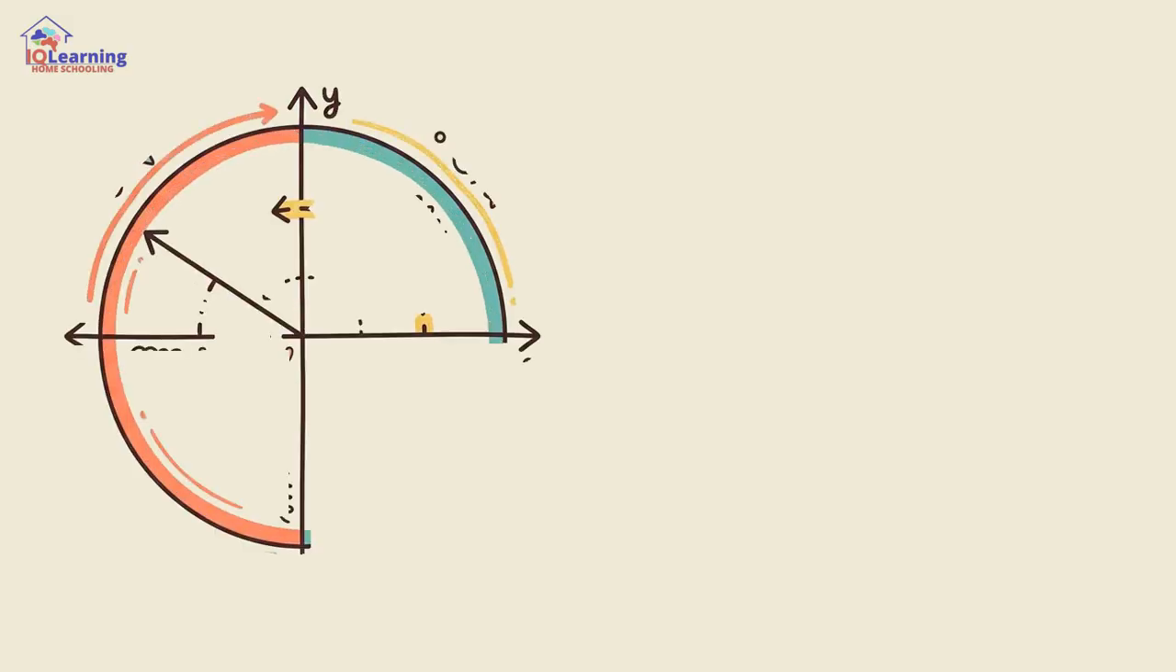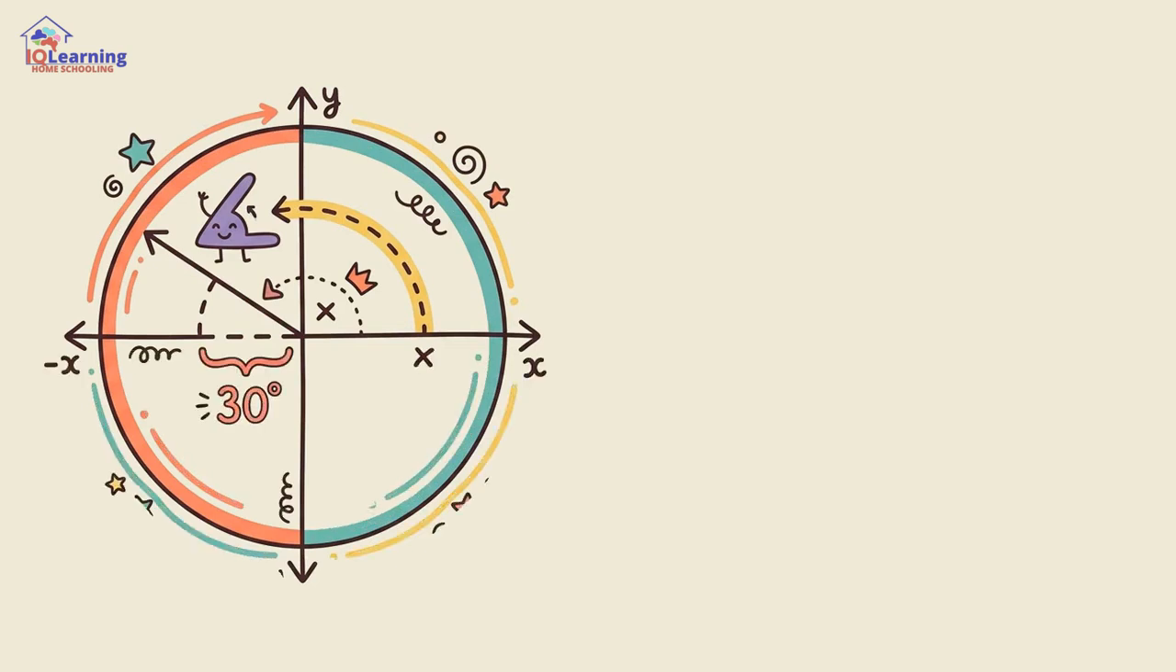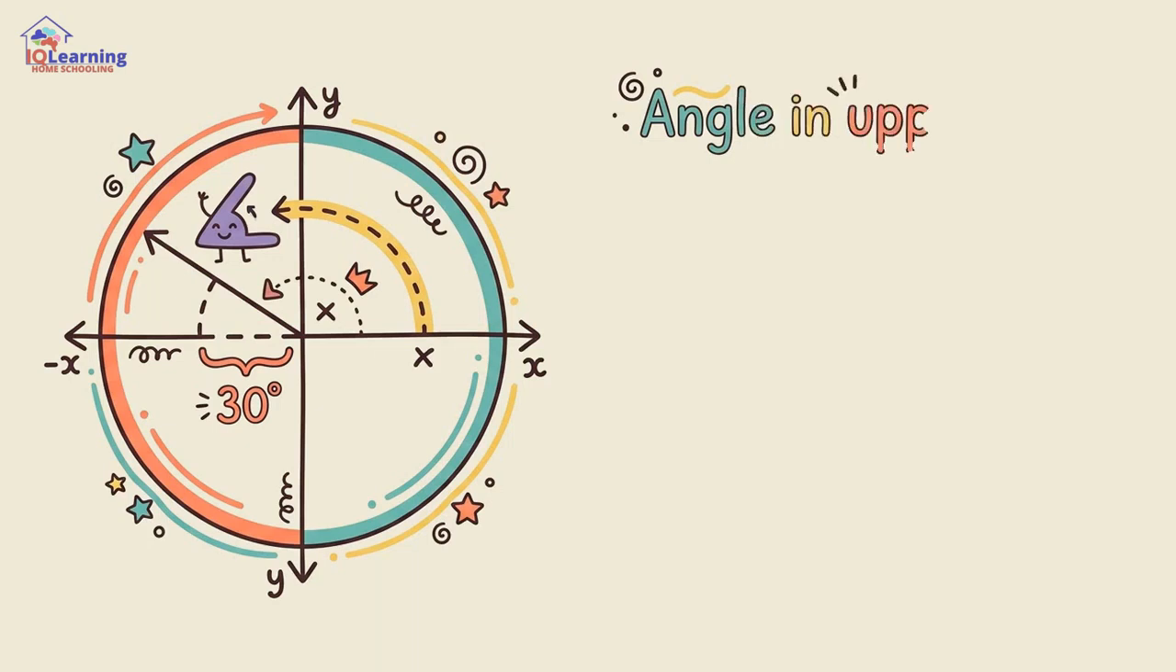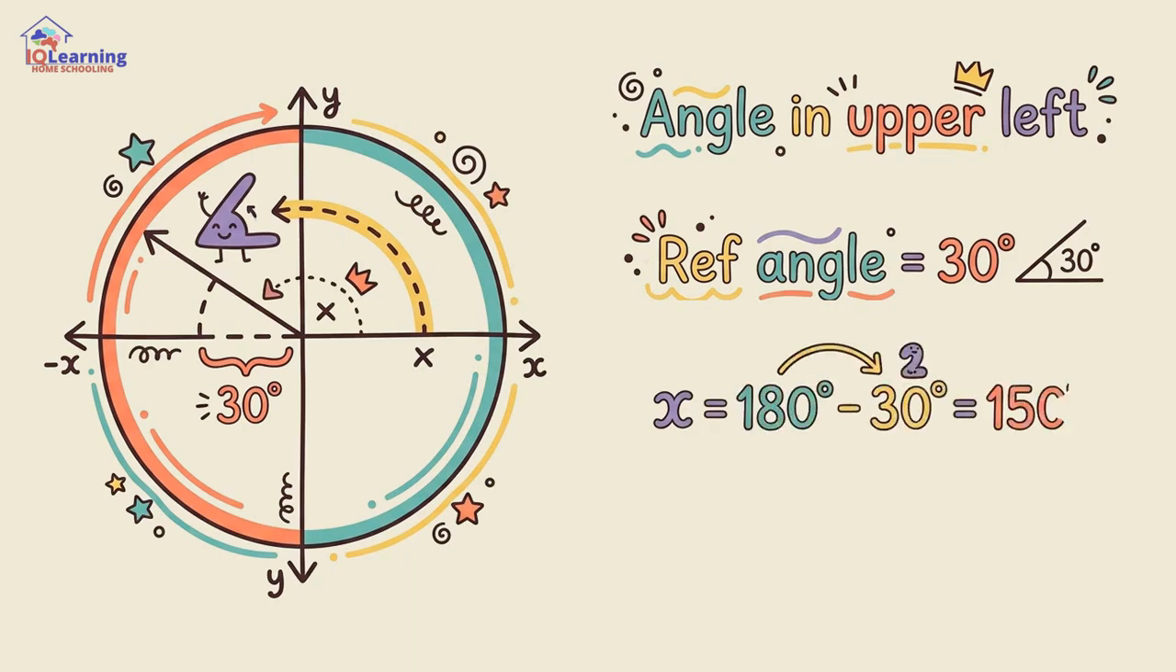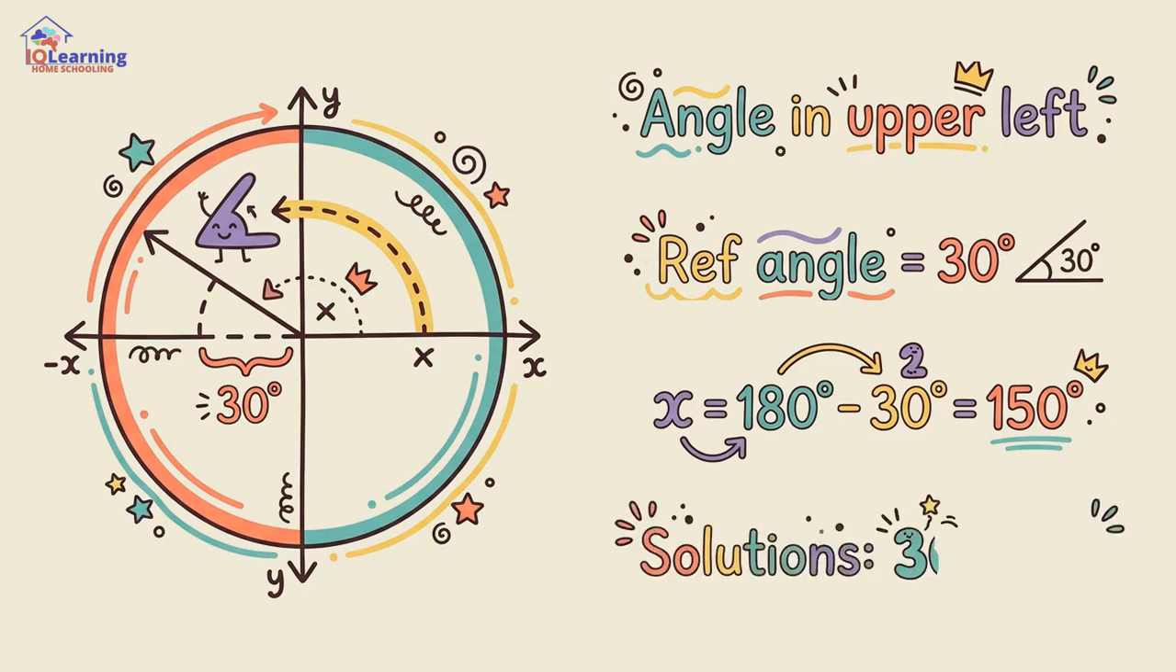Now for quadrant 2. This is where many students accidentally add instead of subtracting. Visualize the angle carefully. In quadrant 2, the angle is measured starting from the positive x-axis and rotating counterclockwise into the upper left part of the circle. The reference angle is still 30 degrees, but now it sits between the terminal side and the negative x-axis. So to find the actual angle, we subtract from 180 degrees. That gives x equals 180 degrees minus 30 degrees, which equals 150 degrees. So the two solutions are 30 degrees and 150 degrees.